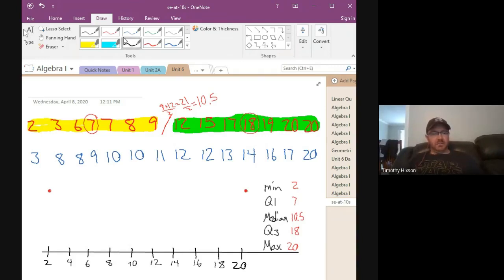All right, so my Q3 is at 18. So that's going to be the right-hand side of the box. I'm going to put a vertical line there. My Q1 is at 7. So here, right between 6 and 8 is 7. Okay, and then the median is 10.5. So here's 11, so here's 10.5 right here. And now I just draw my whiskers on either side. I draw the box here.